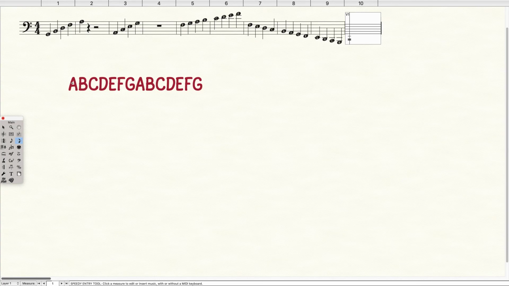What's lower than this A here? Well, lower than this A is a G. So lower than this A would be another G, and it would go forever backwards in that direction there.